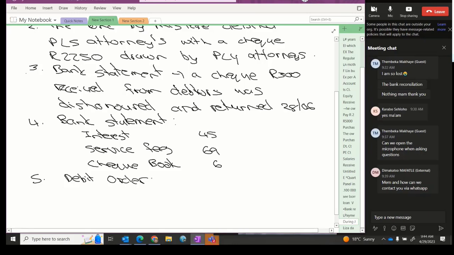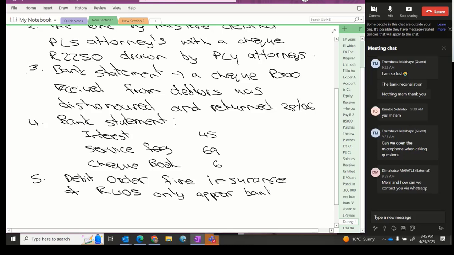A debit order that you sign for each month to go off for the fire insurance of 405 Rand. Okay, and then they say it only appears on the bank statement. This is now like the EFTs. I'll show you now one that's a deposit as well.